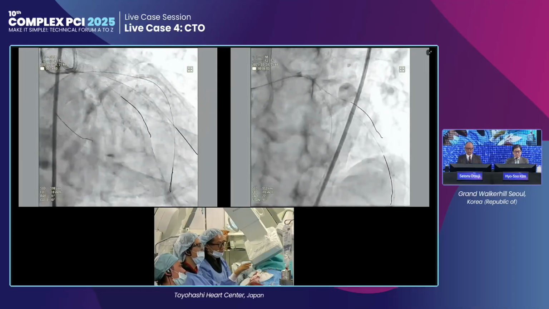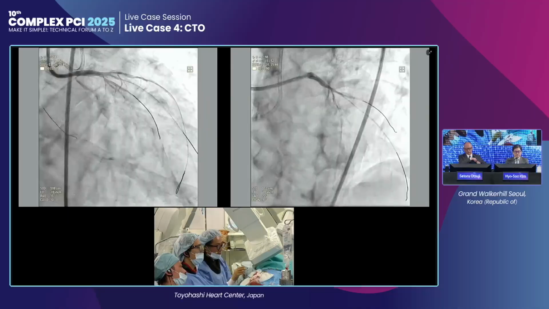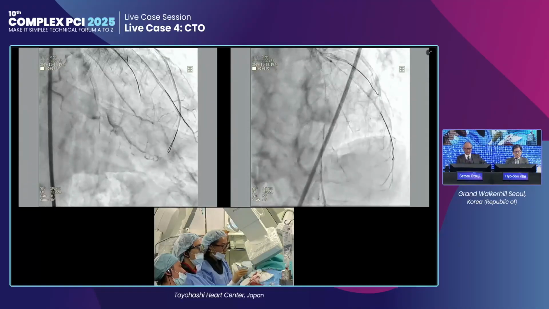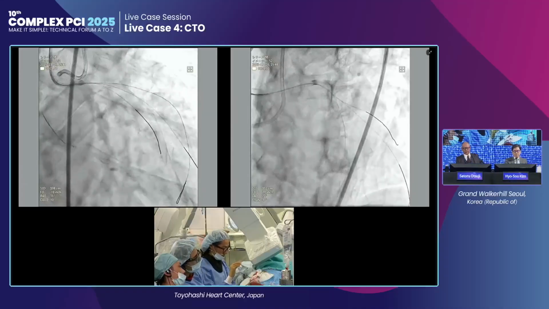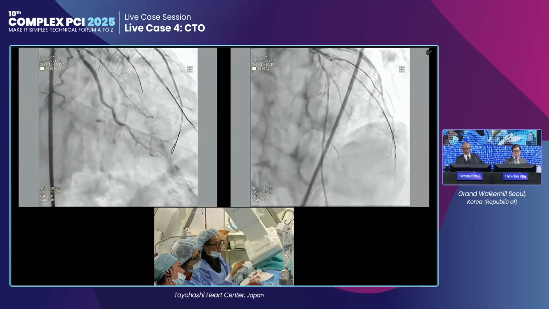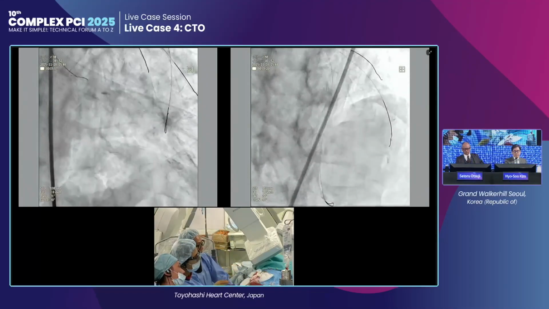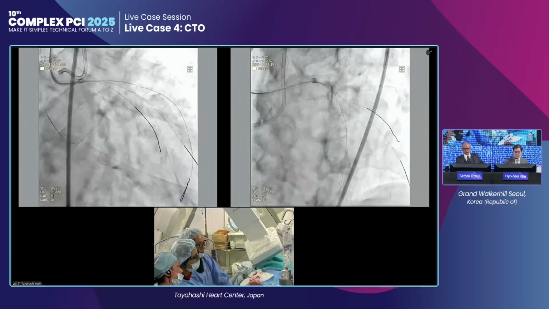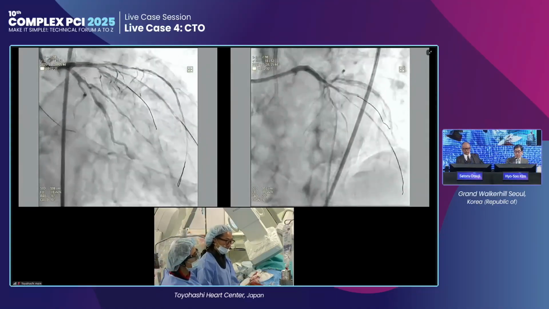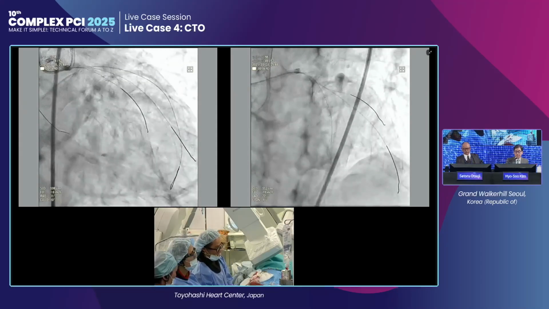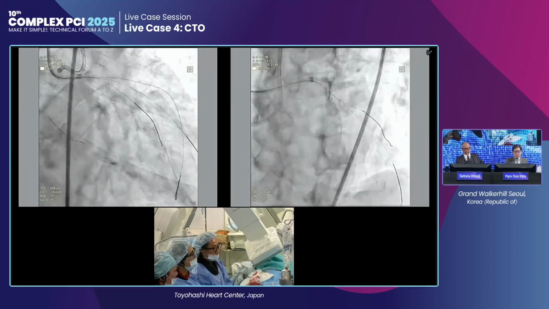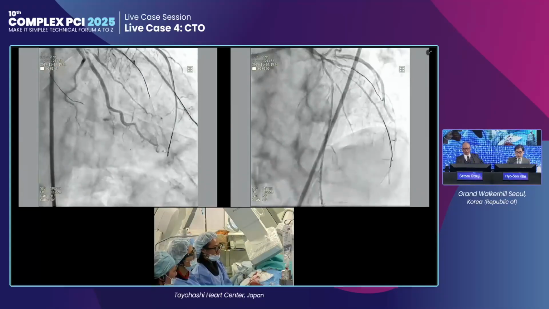The Gaia Next 4 was closest to the subintimal space. That's why the Miracle could be rerouted to the true LAD course. Anyway, the proximal puncture area is very good. Thus, we can see D1 and D2 right now. So, what's your summarizing procedure?